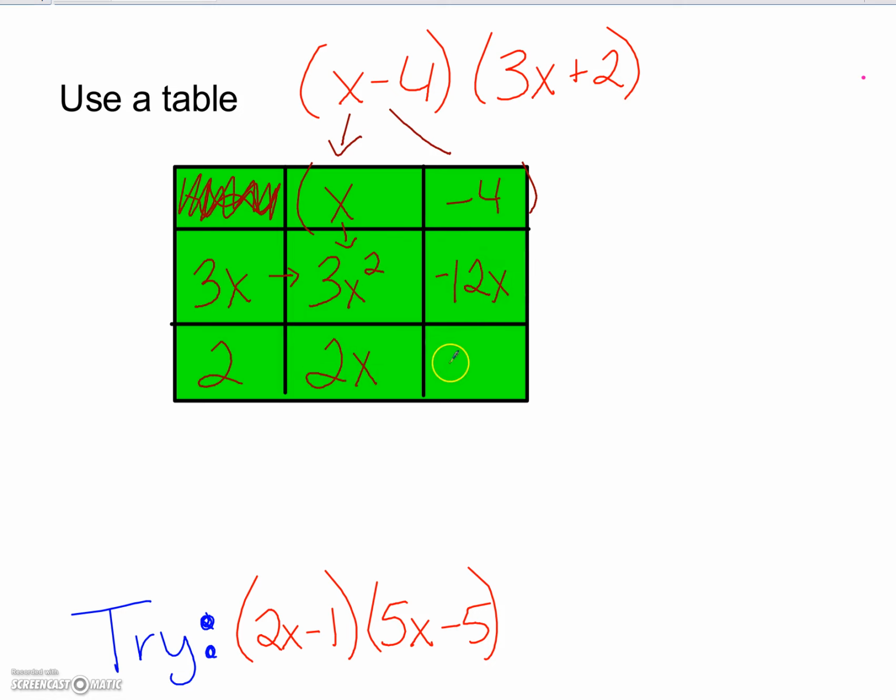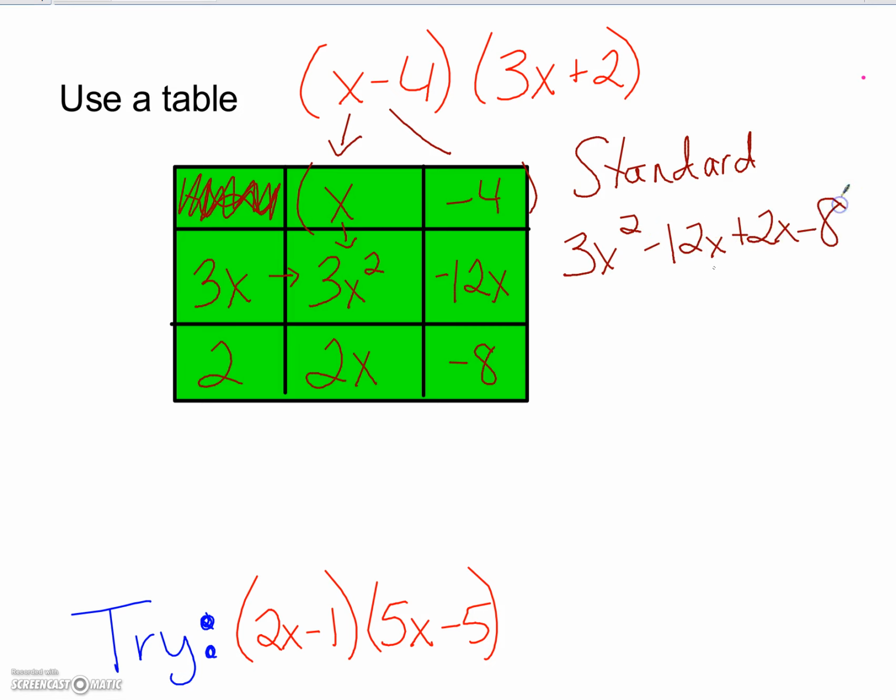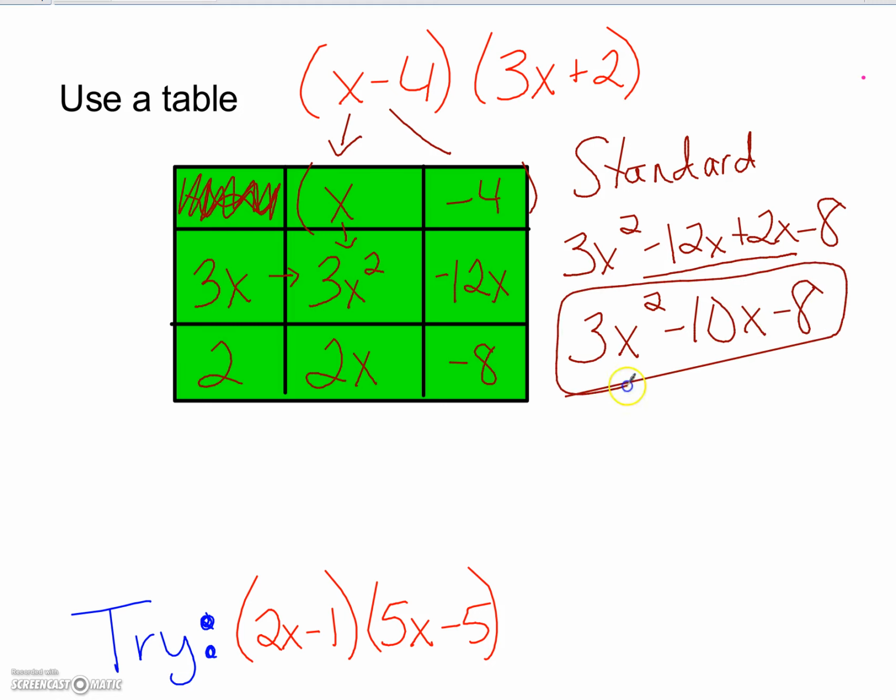2 times negative 4 is negative 8. Okay, so what I do then is go to standard form, which is your biggest one first. So 3x squared minus 12x plus 2x minus 8. Okay, then you're going to simplify just like we did. 3x squared minus 10x minus 8, and that's as far as you can go.